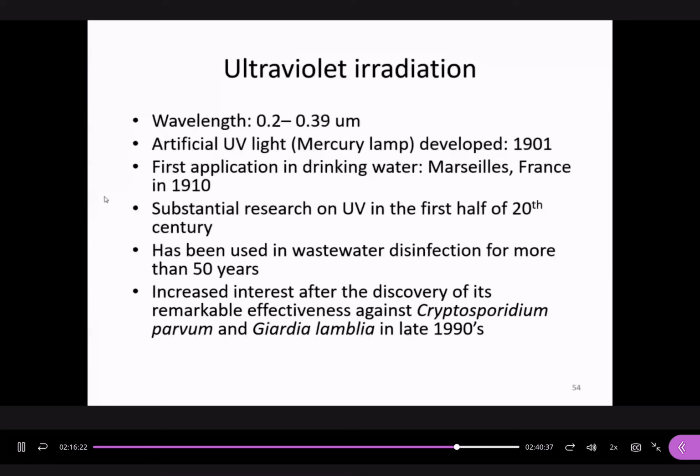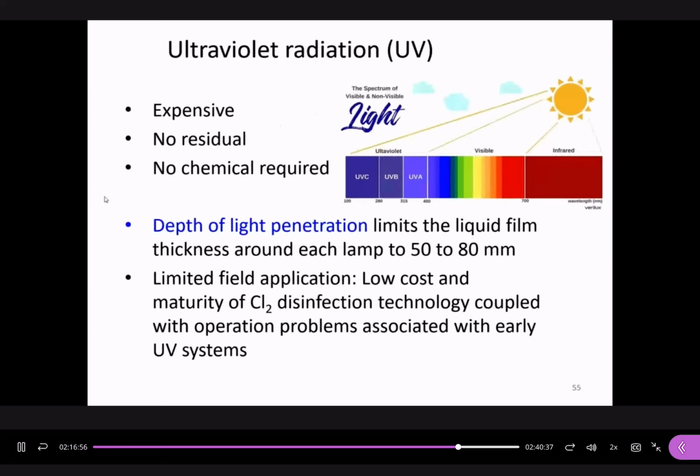There was substantial research on UV in the first half of the 20th century, and it has been used in wastewater disinfection for more than 50 years. Interest increased after the discovery of its remarkable effectiveness against Cryptosporidium and Giardia in the late 1990s. So it's particularly effective for certain types of pathogens. We have three ranges of UV: UVA, UVB, UVC. It's relatively expensive, but it has no residual and no chemical required.